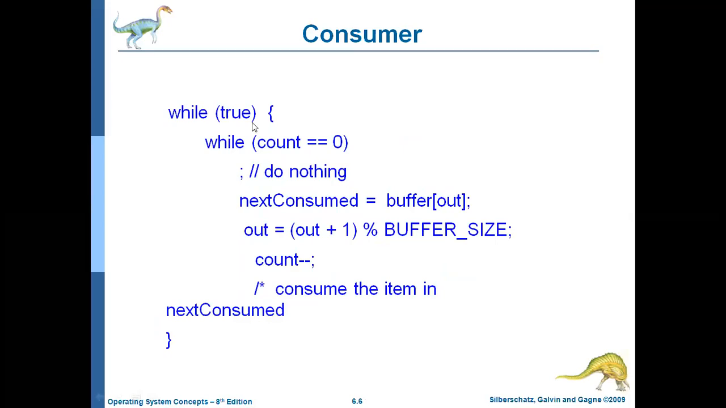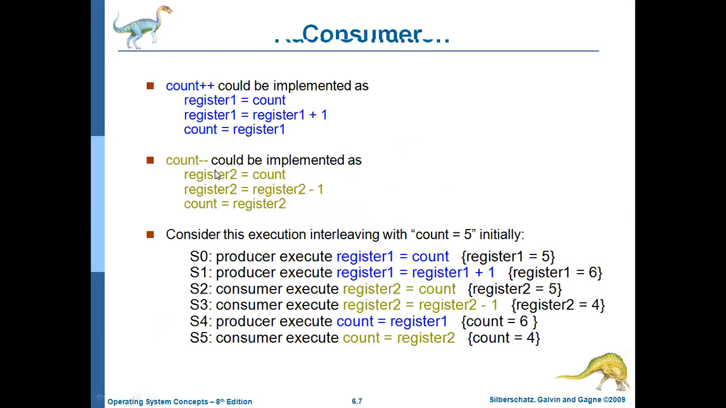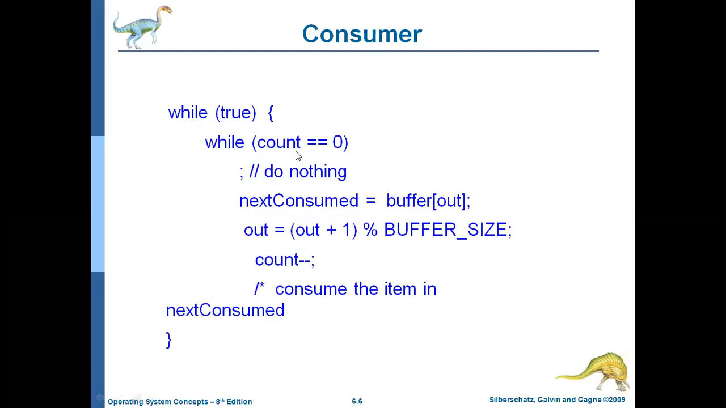While true, that means the condition is true, so you go into an infinite loop. Count equal to 0, right? Why do we need to check for this? Because the producer cannot produce the items if the buffer is full.